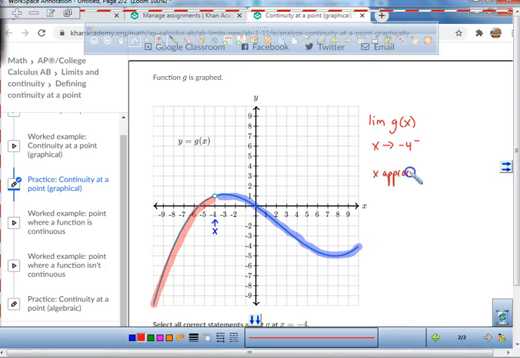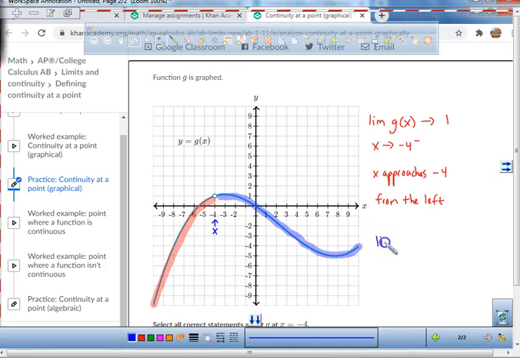Just so you know, this means x approaches -4 from the left. So what is the limit of g of x? What is it approaching? Well, it looks like from the left, it's approaching the value of 1.